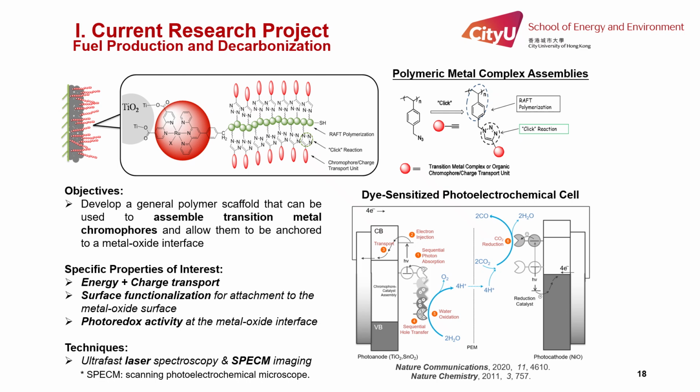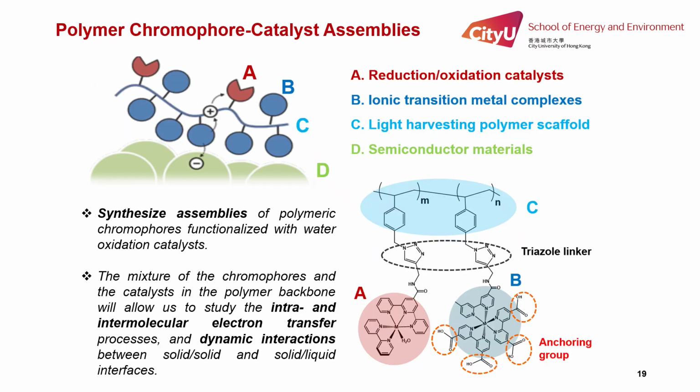We developed a polymer assembly consisting of transition metal chromophores and anchors to the surface of metal oxide semiconductors, and then focus on the investigation of specific properties, including exciton and charge transport, surface functionalization, and the photoredox activity by using photophysical and photoelectrochemical techniques. Specifically, this slide shows one of our proposed polymer chromophore catalyst assemblies.